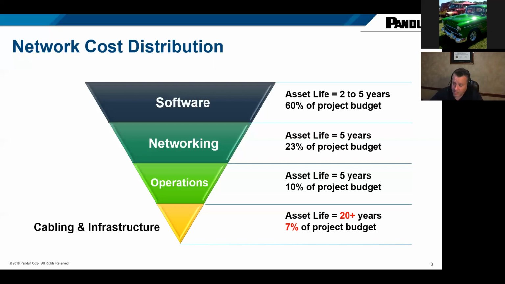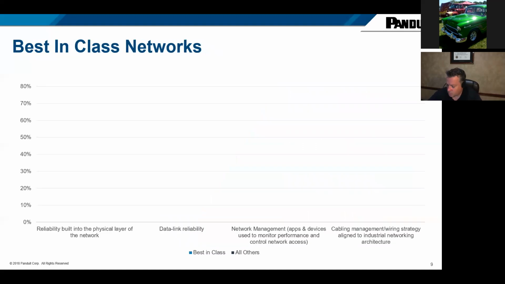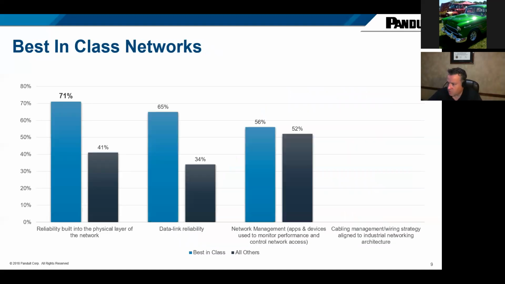So we love to emphasize that at Panduit. It is vitally important. Like I said, 80% of network failures occur down at that yellow portion. So investing properly in assessing and designing the physical layer is extremely important.